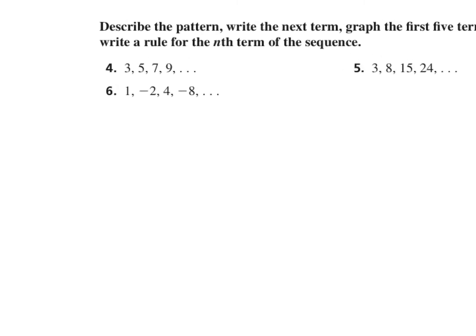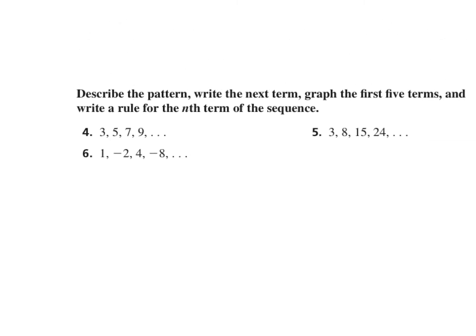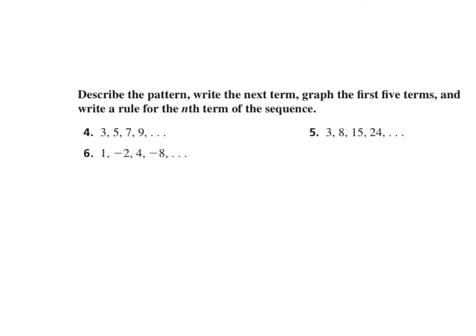All right, let's look at number 4. So describe the pattern, write the next term. We're not going to have to graph the first 5 terms, so you can cross that out. And then write the rule for the nth term. So let's see what's going on in our pattern for number 4.